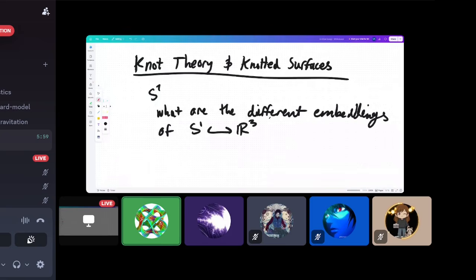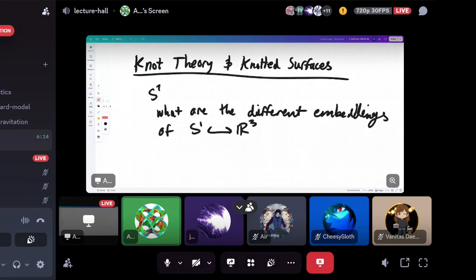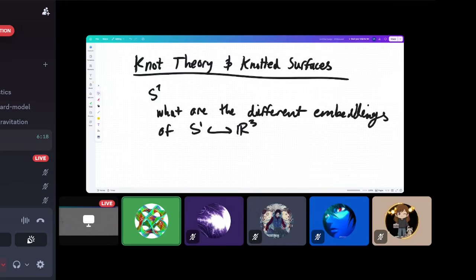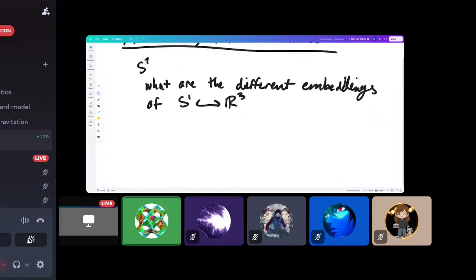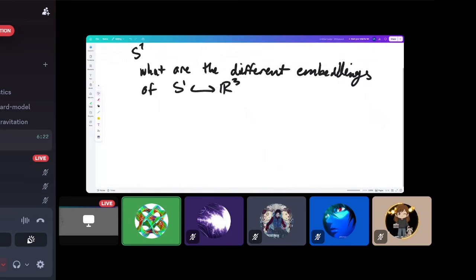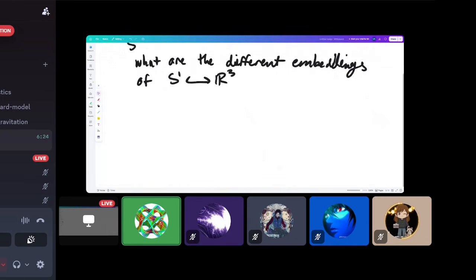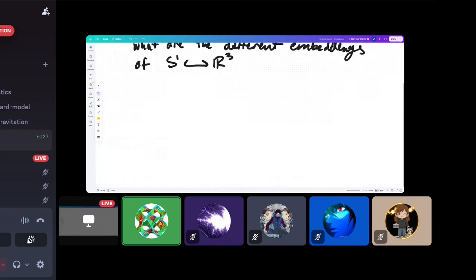You can of course do different manifolds, and that's going to be a question in knotted surfaces: what are the possible ways that we can embed manifolds into other manifolds. But for simple classical knot theory, it's just the circle. So the question now becomes, well, what do we mean by different embeddings?